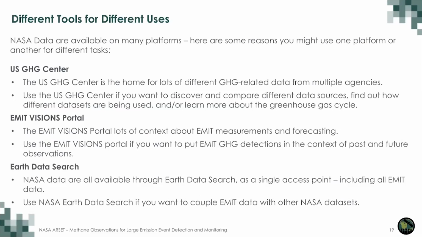So the tutorial that Andrew just walked through, accessing EMIT data through the U.S. Greenhouse Gas Center, is really ideal for comparing EMIT data related to CH4 and CO2 to all of the other types of data available at the U.S. Greenhouse Gas Center. There are data available from multiple agencies that are in situ and airborne and orbital, and all of those data can be found together at the U.S. Greenhouse Gas Center with appropriate context so that you can discover and compare between those different data sets. It's really the ideal place to do that.